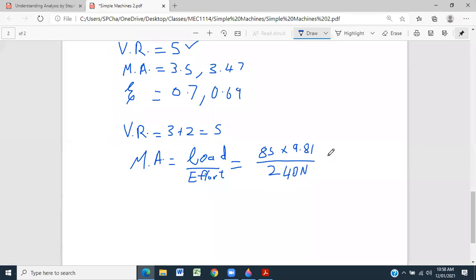And plugging this into our calculator, we should get 3.47. So 85 times 9.81 divided by 240, 3.47. And this is the mechanical advantage, which is what most of you got. Or I think just 2 of you submitted your answers.